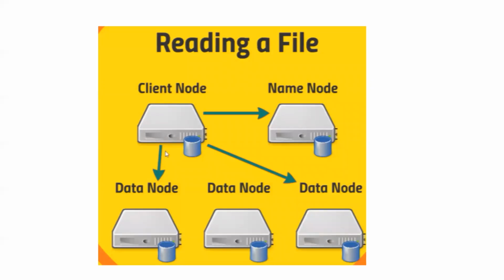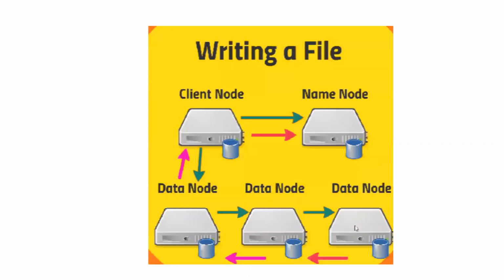So suppose we have an external client which wants to read a particular file. It will come to the name node first. It will take information from the name node about where the file is located. Then the client will check with the data node to read that particular file. It gets the location from the name node and reads from there only.